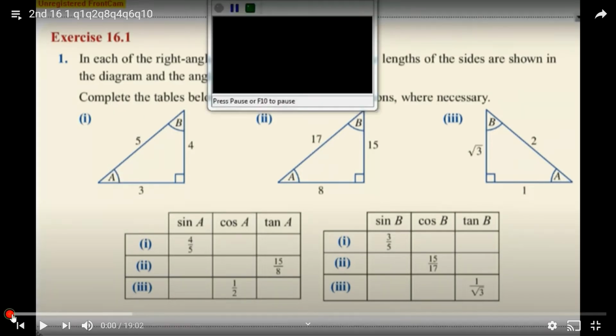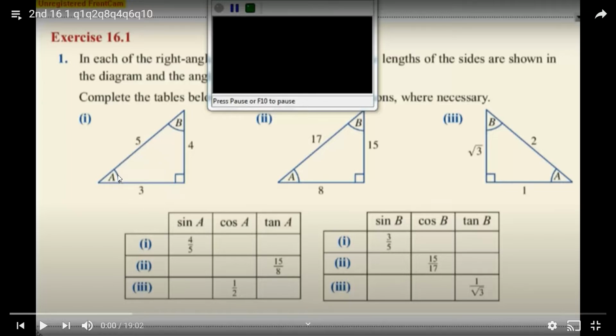What we have here is trigonometry questions. In trigonometry questions, you're going to have three sides: the hypotenuse, which is the longest side, and two smaller sides. The two smaller sides are called the opposite and adjacent, and it depends on which angle you're talking about.